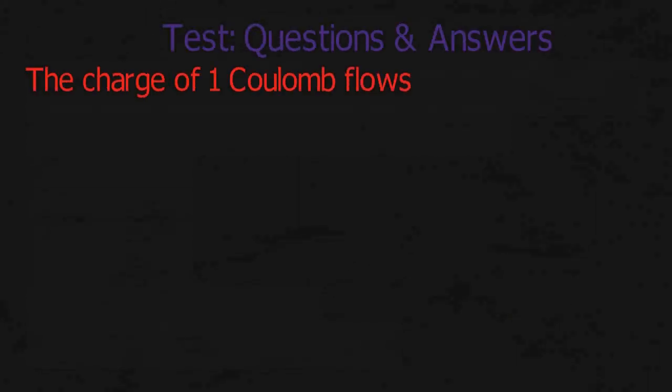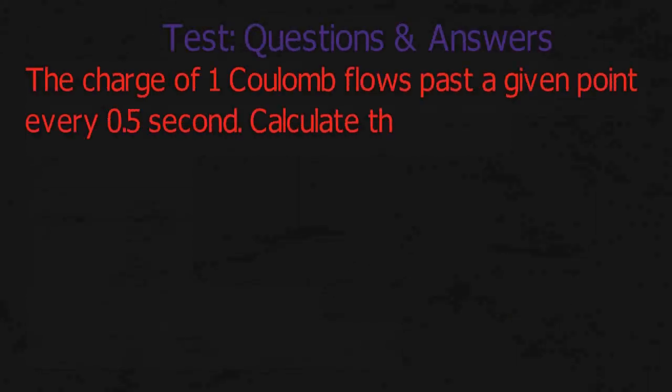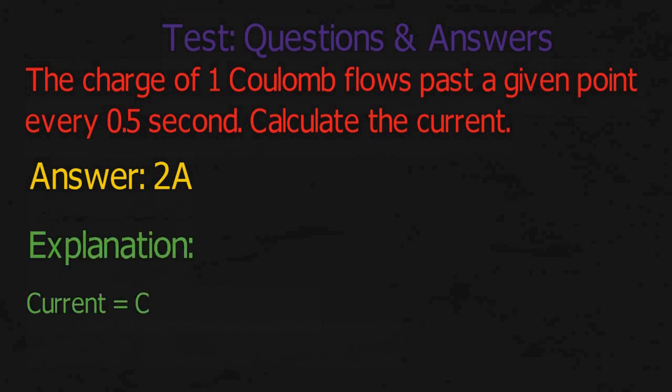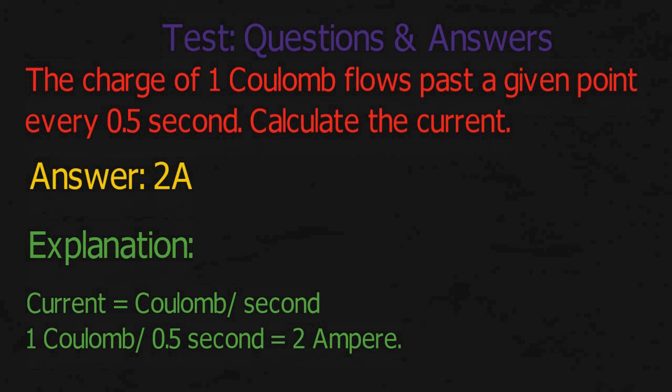Question number 3. The charge of 1 coulomb flows past a given point every half a second. Calculate the current. The answer is 2 ampere. Explanation: we know that ampere equals coulomb per second. 1 coulomb divided by half a second gives 2 ampere.